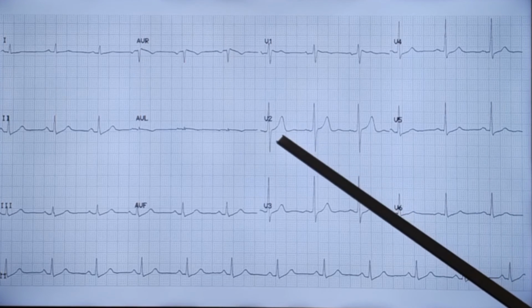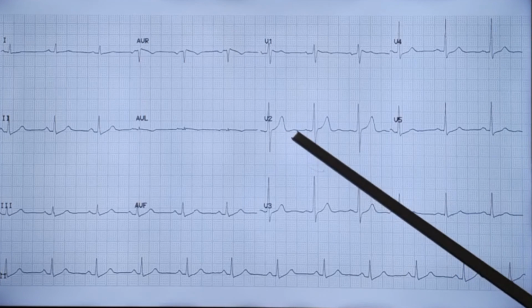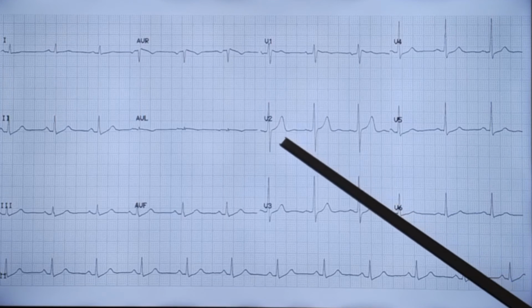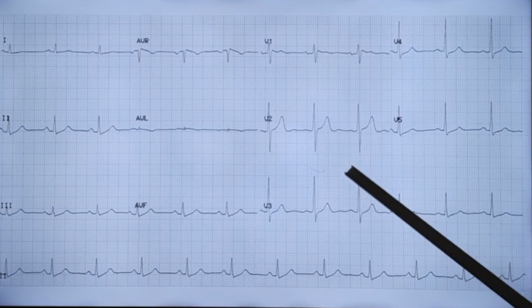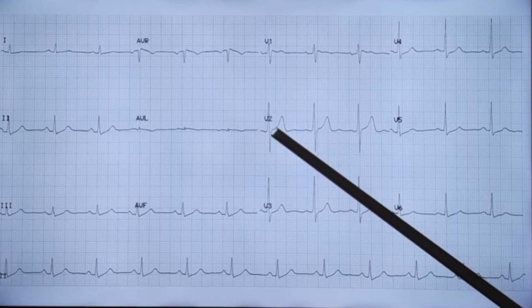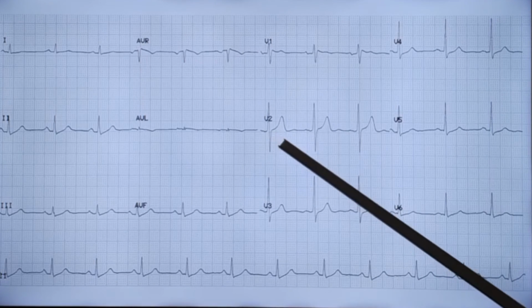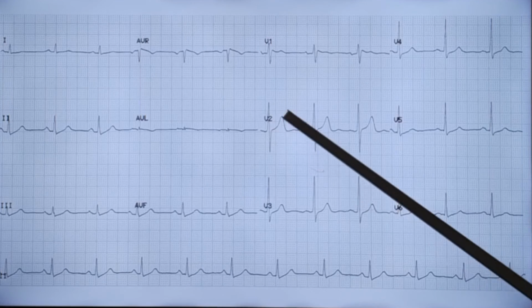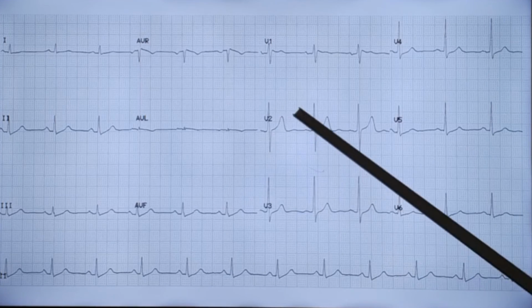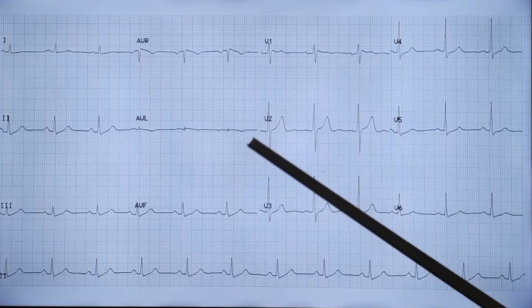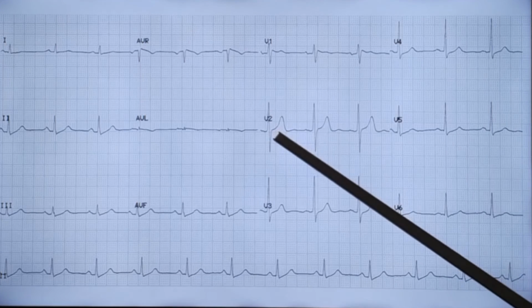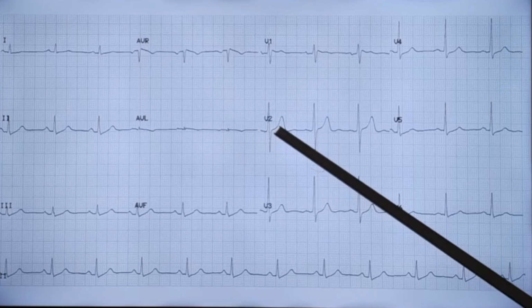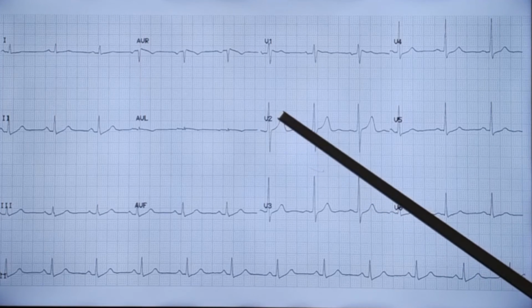That is why in V2 we need at least 2 millimeters of ST elevation, but it is not like that in lateral leads. In lateral leads even 1 millimeter ST elevation is significant. For diagnosis of ST elevation myocardial infarction, in V2 we need at least 2 millimeters of ST elevation. And the ST segment is never truly isoelectric. It is upsloping and merges gradually with the T wave.